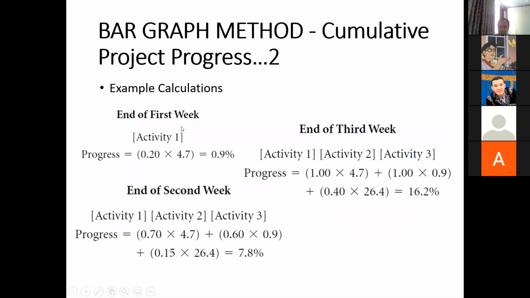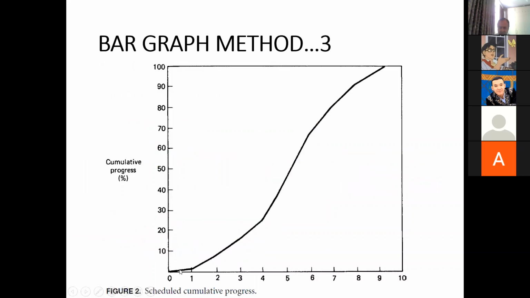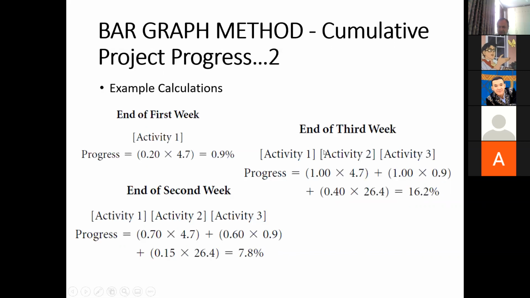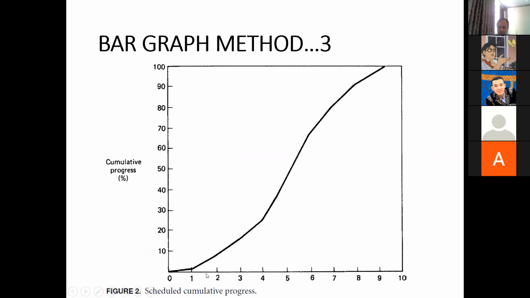By these calculations we got the first 2 points of these curves. By the end of the first week 0.9%, by the end of the second week 7.8%. And similarly we can get all the other points, 3, 4, 5, 6, 7, 8. You can repeat the same calculation for the end of the third week and for other weeks. Then when you plot these points, we get this curve. Is it clear at this point?